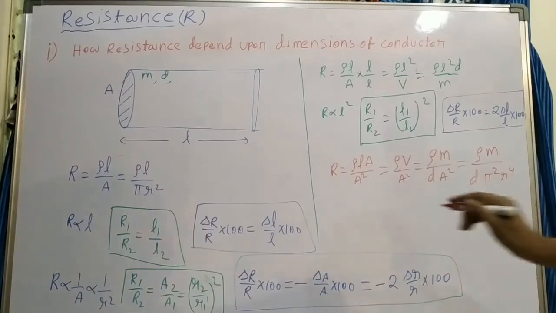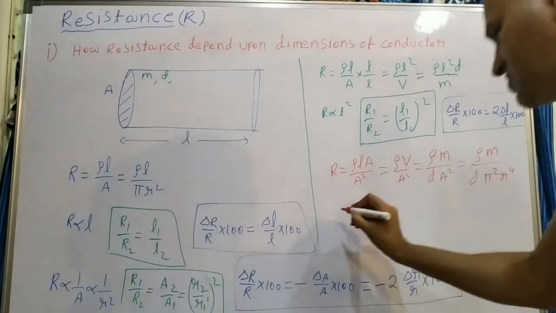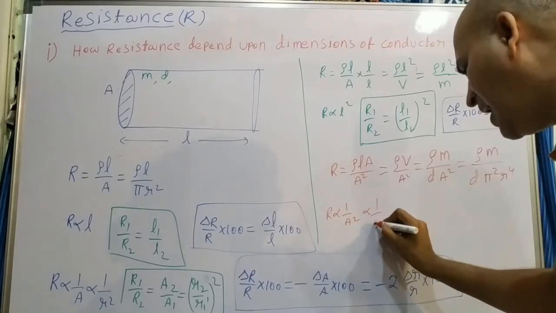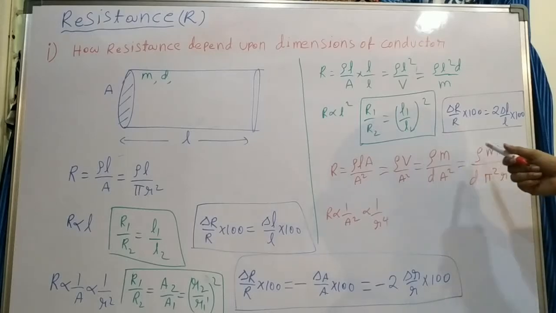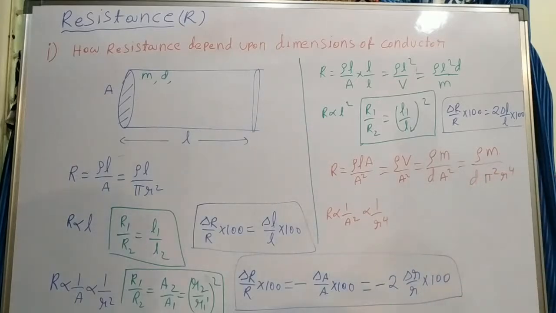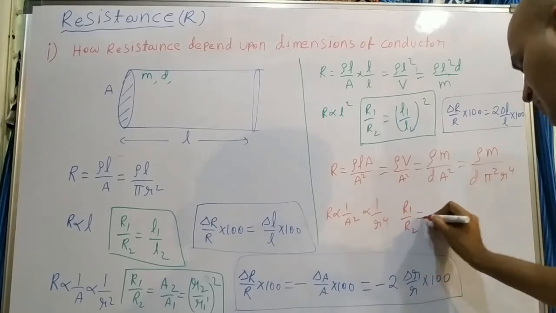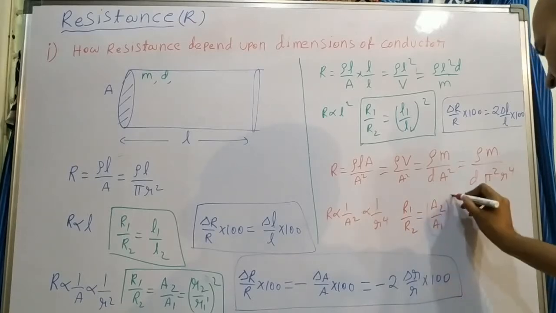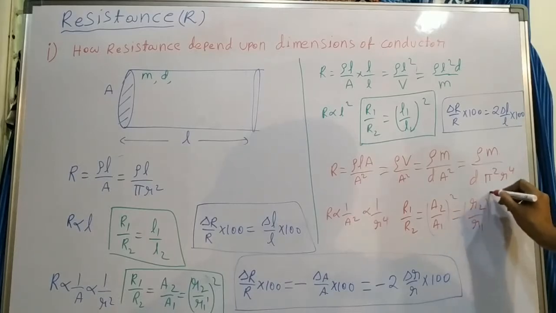From this, what can you conclude? If a wire is stretched, the area of cross section decreases. In that case, R is proportional to 1 by A squared, proportional to 1 by r power 4. The remaining quantities are constant: for a given wire, mass, density and resistivity are constant. So it depends upon area or radius here. So we can write R1 by R2 is equal to A2 by A1 whole squared, or otherwise r2 by r1 whole power 4.